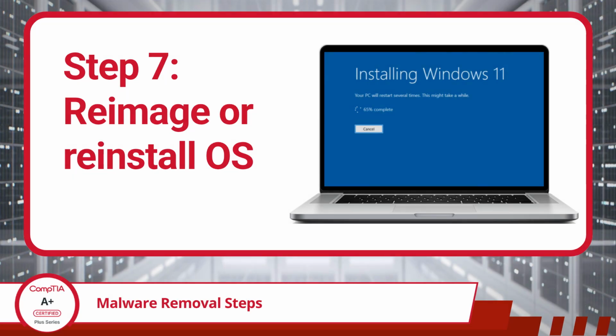Unfortunately, some infections are so severe that cleanup is no longer reliable. That brings us to step 7, reimage or reinstall. In some situations, particularly with rootkits, boot sector malware, or heavily compromised systems, the safest solution is to completely reinstall the operating system or restore the system from a known clean image. While this is generally considered a last resort, it provides the highest level of confidence that the malware has been fully removed.